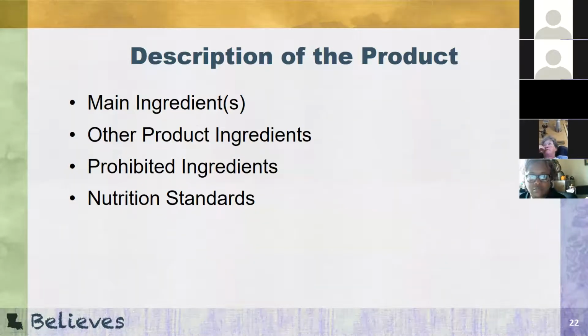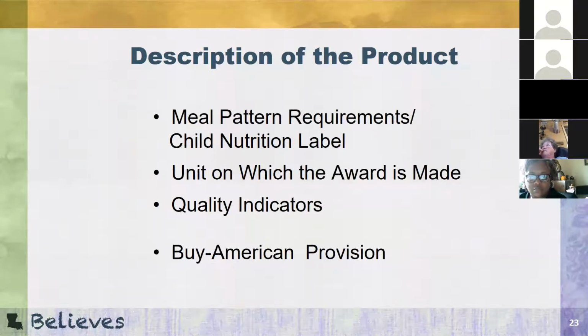What are the nutritional standards for this product? Is there a minimum or maximum number of calories, saturated fat, and or sodium that you want? Does the specification state that there can be no trans fat? Some additional descriptions might include that the product has to have a CN label, or that the product must meet specific crediting requirements, such as must equal a 1.5 ounce equivalent for the grain component.